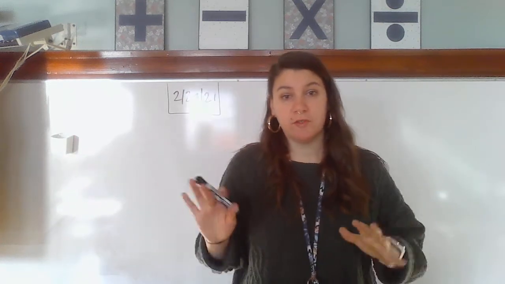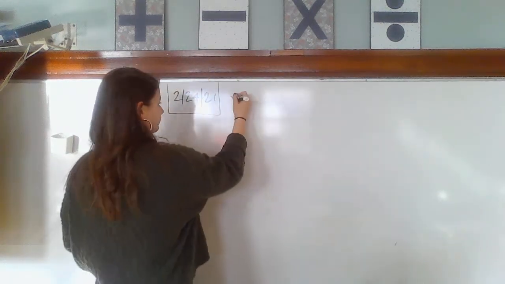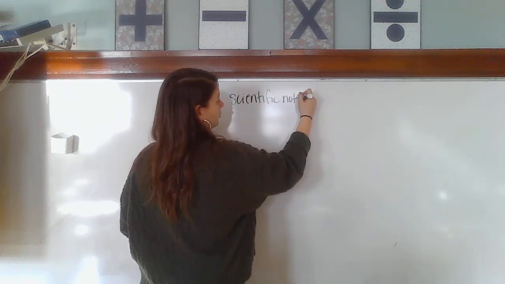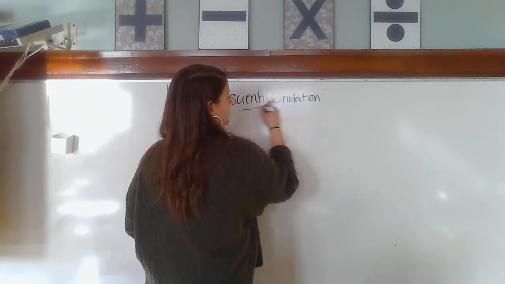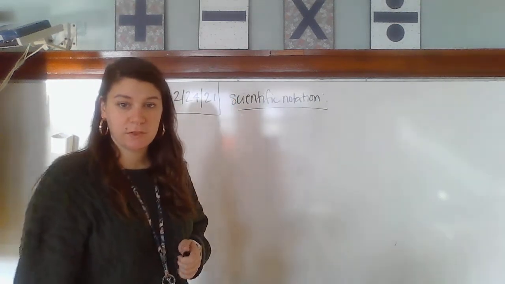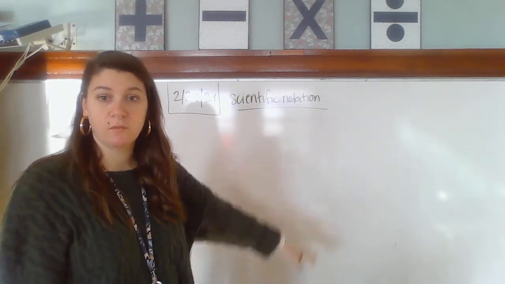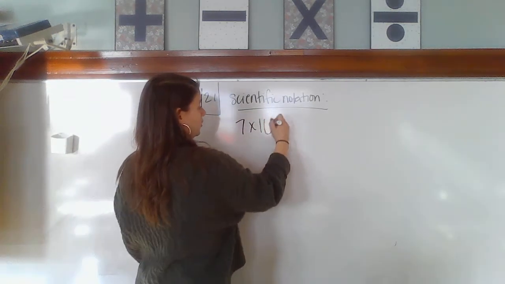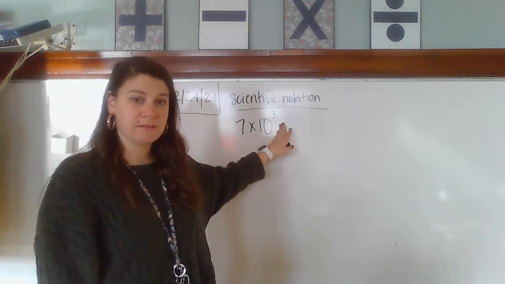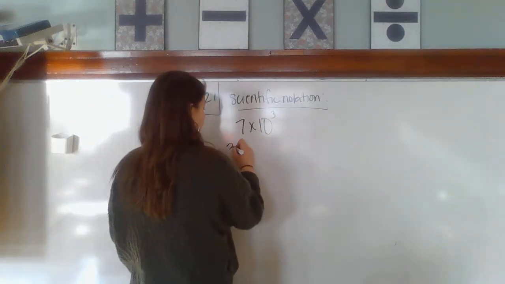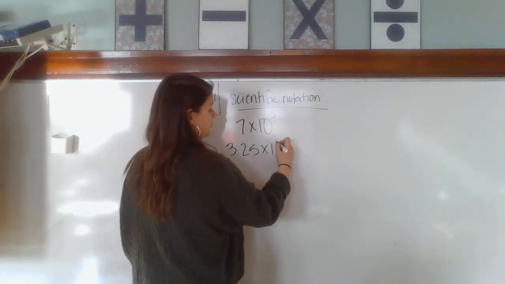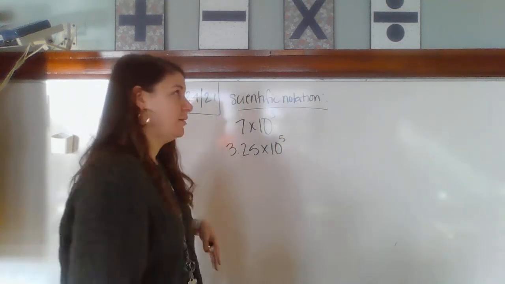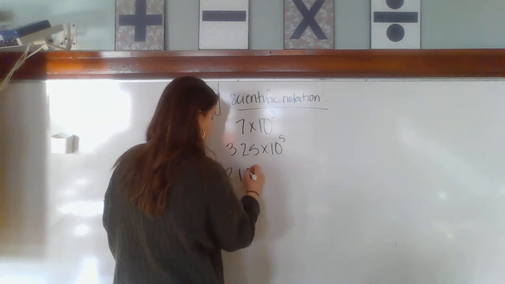All right, so real quick review. Yesterday we worked on scientific notation. Particularly, we worked on scientific notation if you had just a whole number with a power of 10 that has a positive exponent, or a decimal with a power of 10 that has a positive exponent. And I'm going to put one more on here so we can look at it.